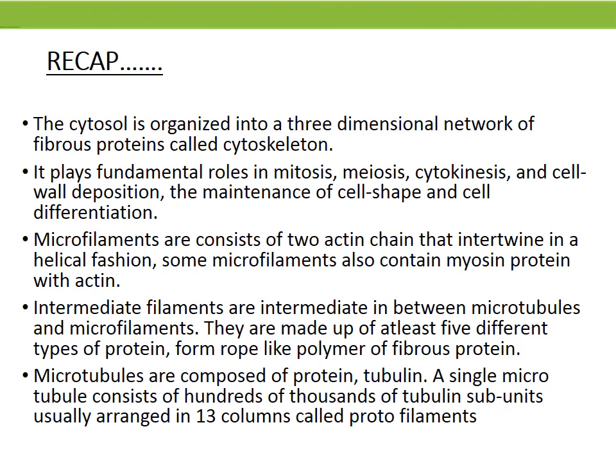There are three types of cytoskeleton: microfilaments, intermediate filaments, and microtubules. Microfilaments consist of two actin chains that intertwine in a helical fashion. Some microfilaments also contain myosin protein with actin. Intermediate filaments are intermediate in size between microtubules and microfilaments. They are made up of at least several different types of proteins and form rope-like polymers of fibrous proteins.